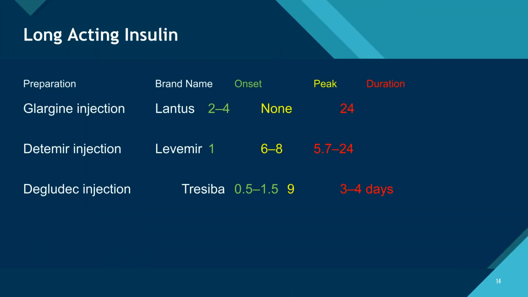Long-acting insulins include glargine, detemir, and degludec injections. Glargine has no defined peak and lasts 24 hours. Degludec has a peak at 9 hours and can last for 3 to 4 days.